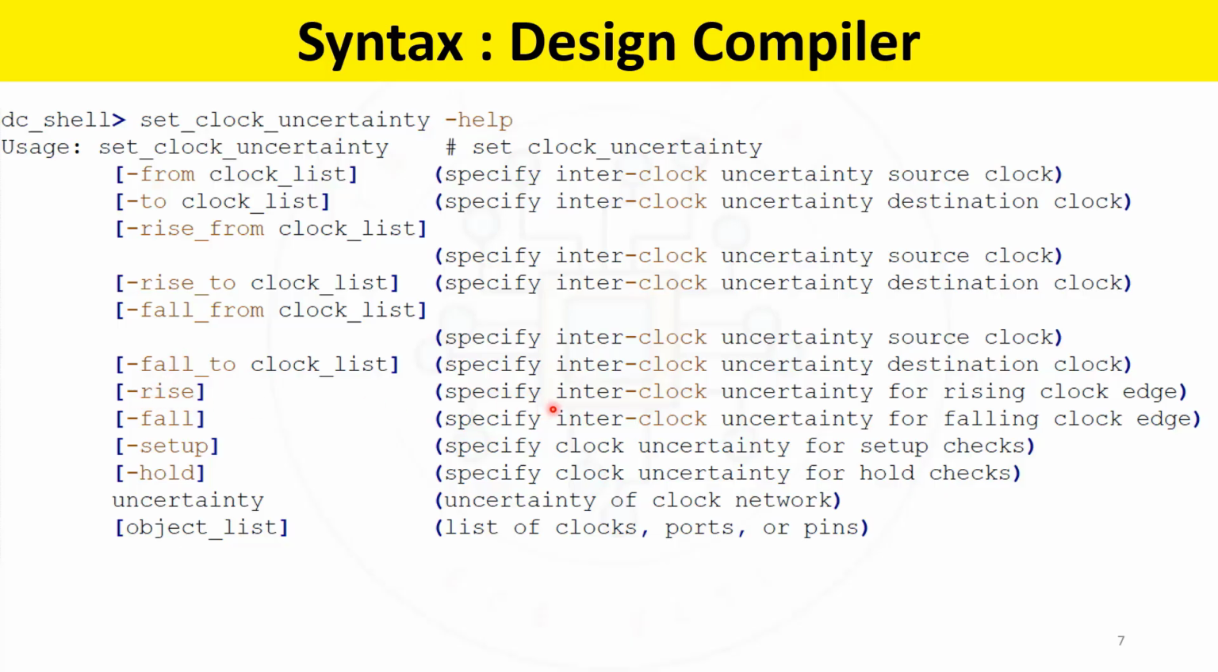Next, -rise specifies inter-clock uncertainty for the rising clock edge, and -fall will specify inter-clock uncertainty for the falling clock edge.